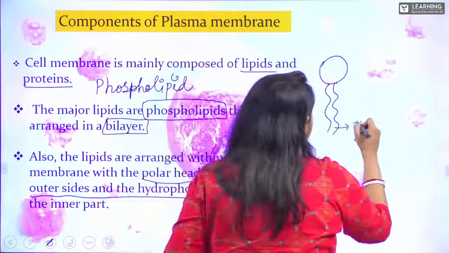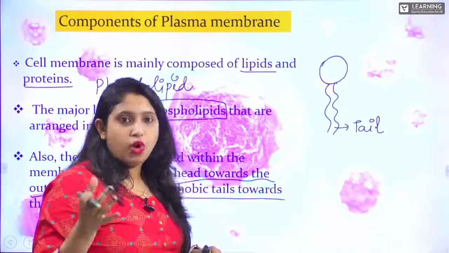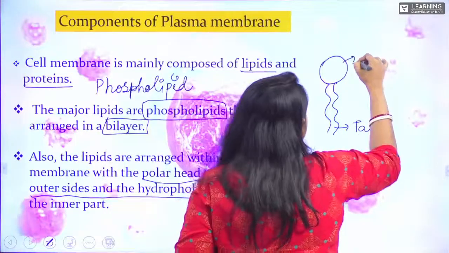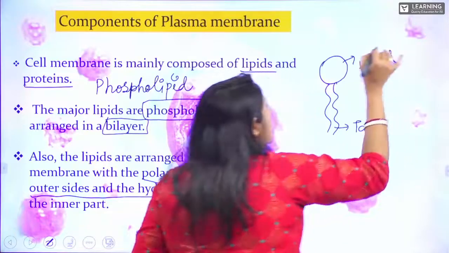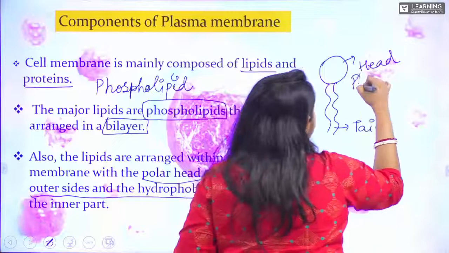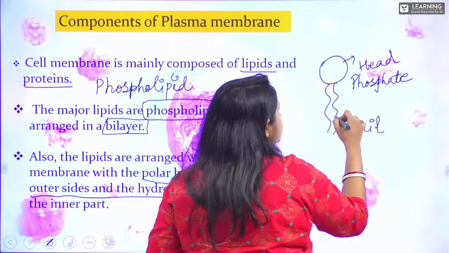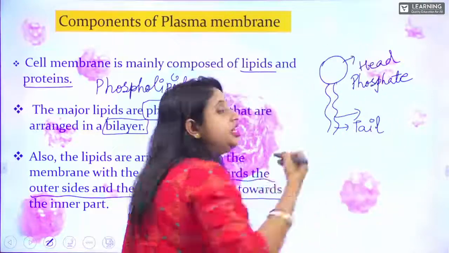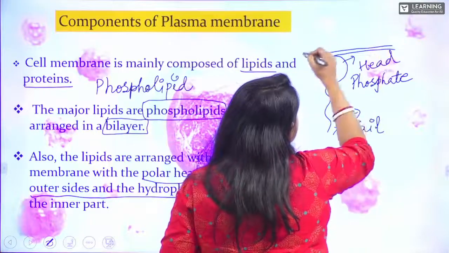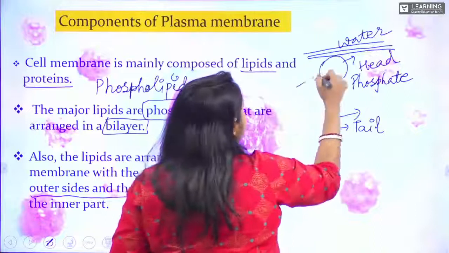This hydrophobic means fear of water. So it is towards the inside, and this is the head. The head is made up of the phosphate group, right? So this phosphate group is facing the outer side. It is facing the water. That is, it is hydrophilic. So this head is what?